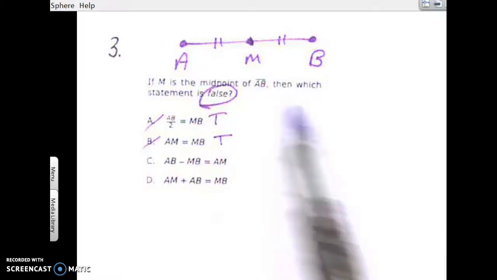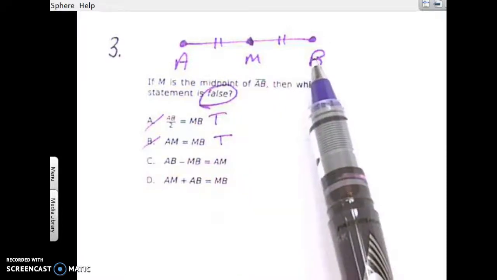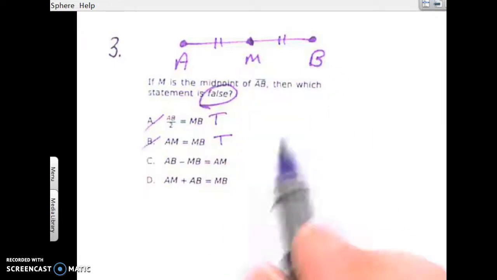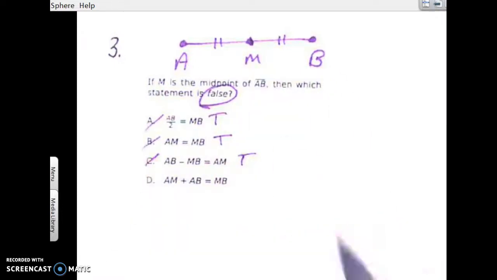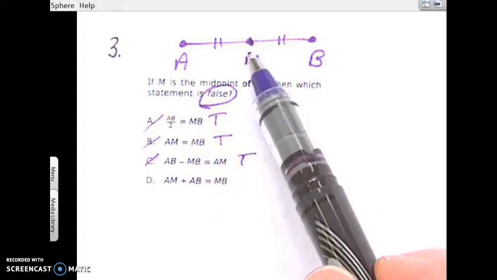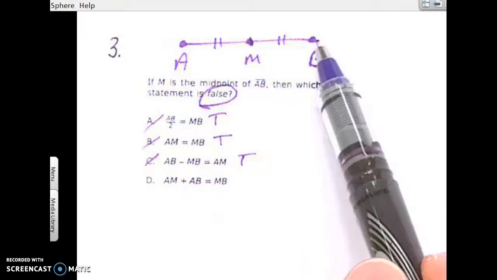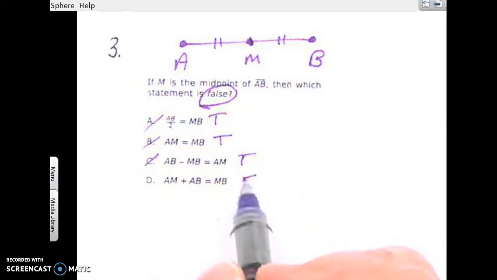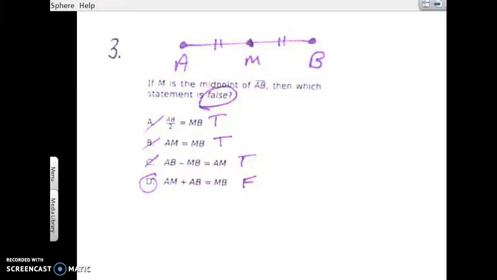Answer choice C says if I take all of AB and I subtract MB, I end up with AM. That's a true statement. And the last answer choice says if I take segment from A to M and I add it to all of A to B, I end up with this part. And you know that's definitely going to be false.